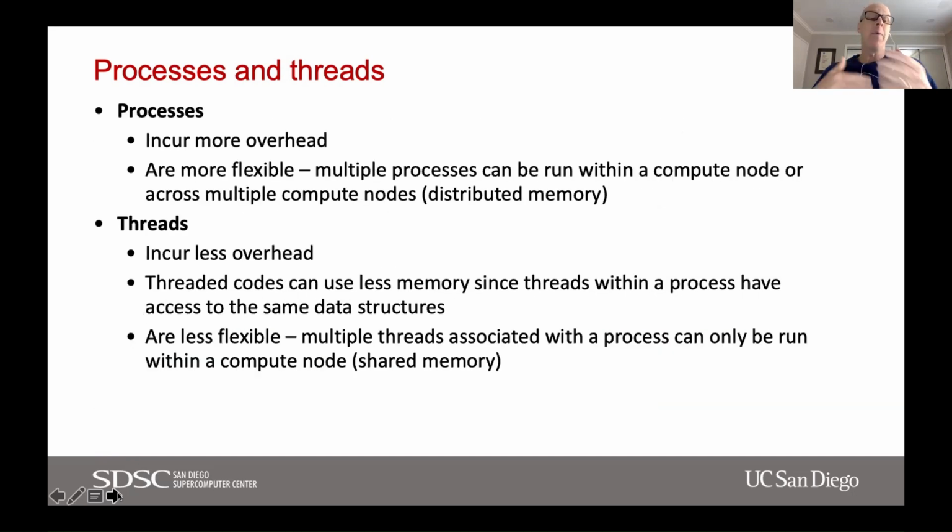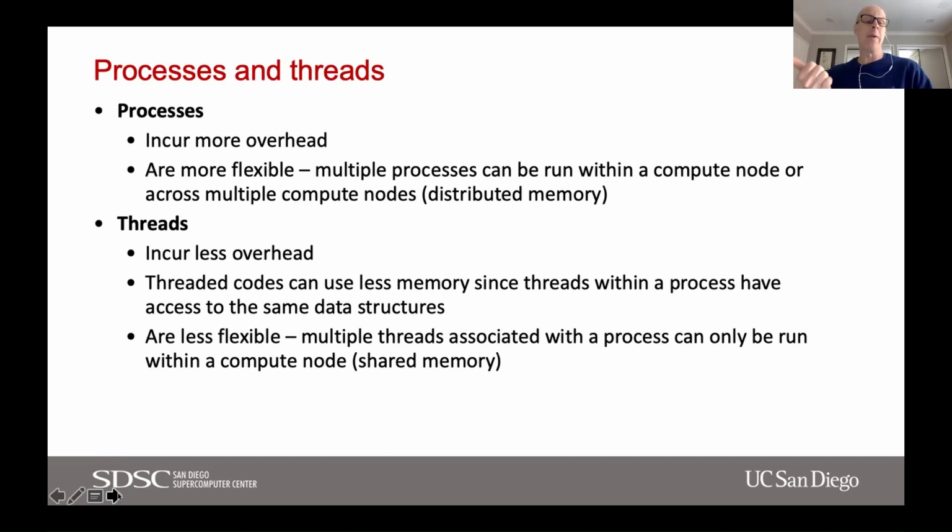So, comparing processes and threads a little bit more. A downside of a process is that it incurs more overhead. But on the other hand, they're more flexible. Multiple processes can be run within a compute node, or more importantly, you can run multiple processes across multiple compute nodes, what we call distributed memory parallel programming. If you really want to take advantage of the full power of a large supercomputer, you will need to use processes and some sort of parallelization scheme such as MPI.